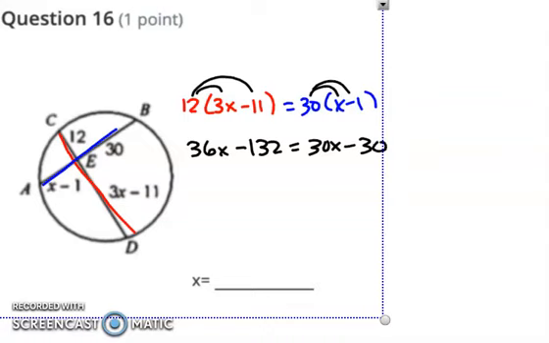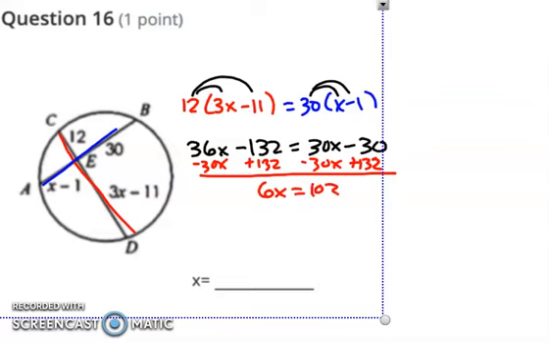I can subtract 30x over to the left. I can add 132 over to the right. I get that 6x is equal to 102. 102 divided by 6 comes out to 17. So x is 17. That's what they want.